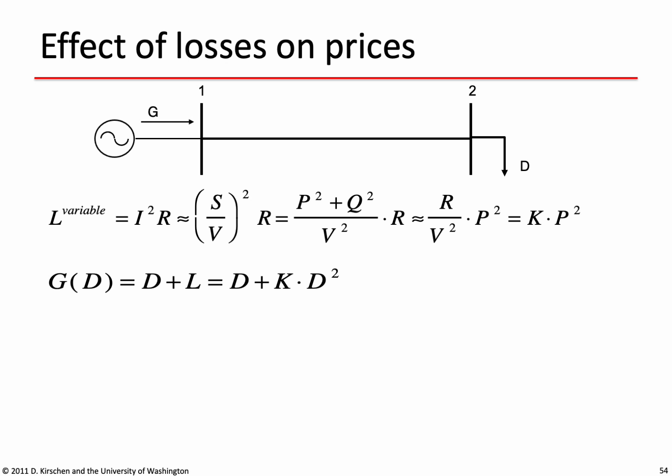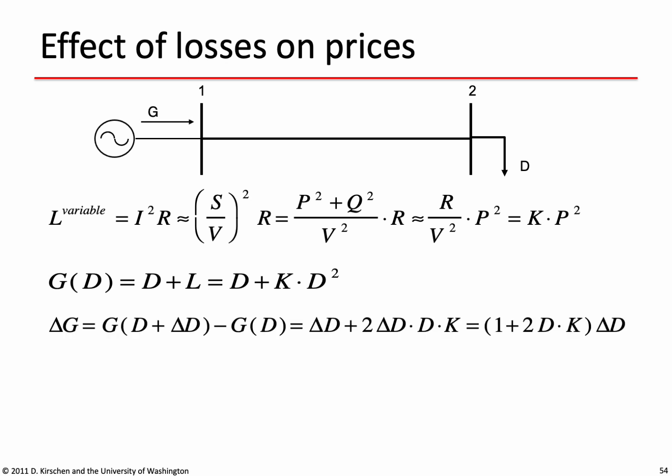Now if the load increases by a delta D, we have a delta G of generation. This delta G is going to be the amount of power that needs to be produced to meet D plus delta D, minus the amount of power that needs to be produced to meet the demand D. And that turns out to be equal to 1 plus 2 times the demand D times factor K, times the delta D.